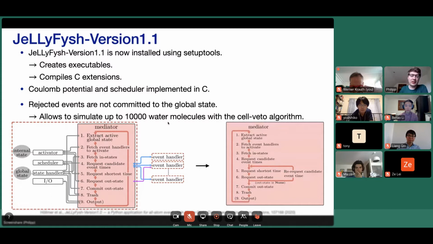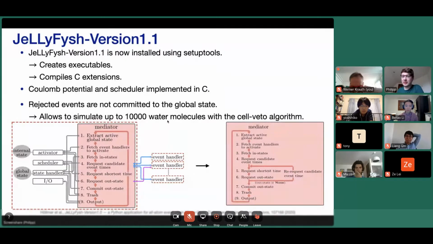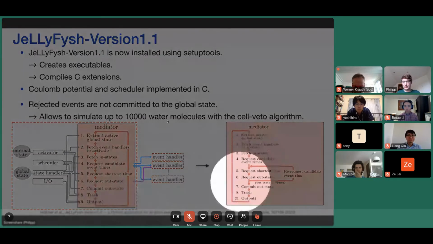However, the mediator just does not care, and it always commits the outstate to the state handler. And it always asks the activator, which events should I trash? So if I have some rejected Coulomb event, I always trash all other Coulomb events, even though nothing changed. The active particle is still the same, so I could, in principle, just keep these events.